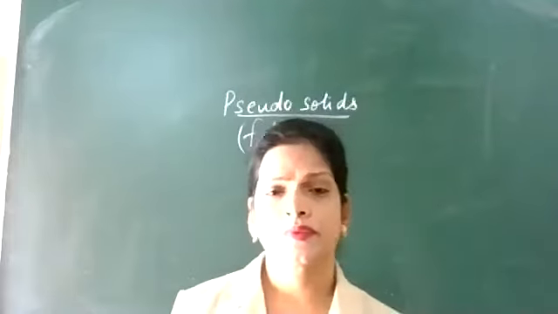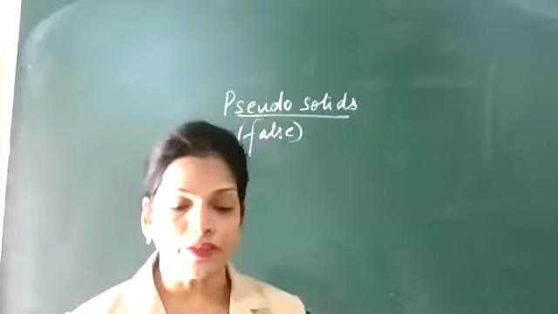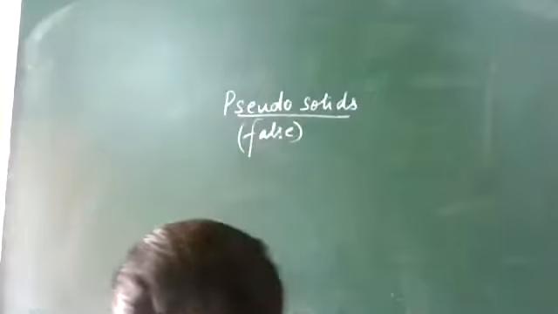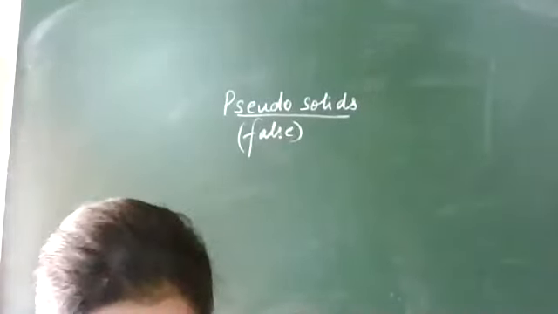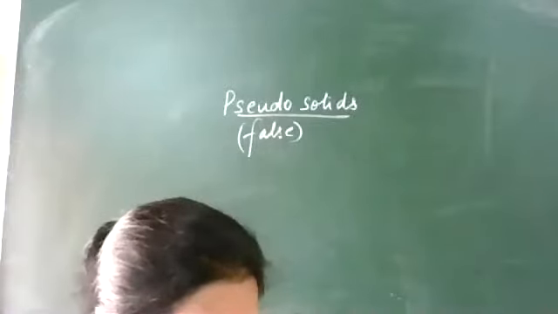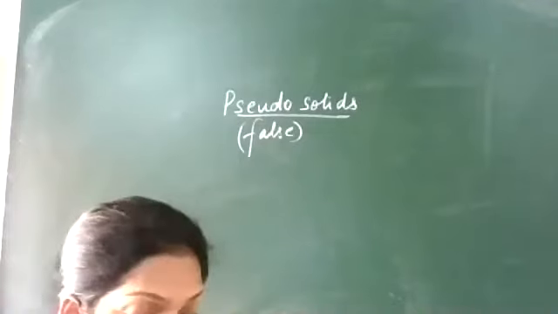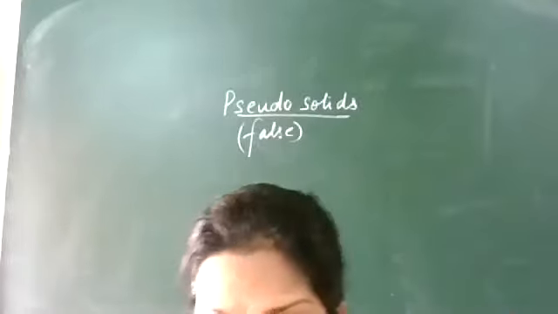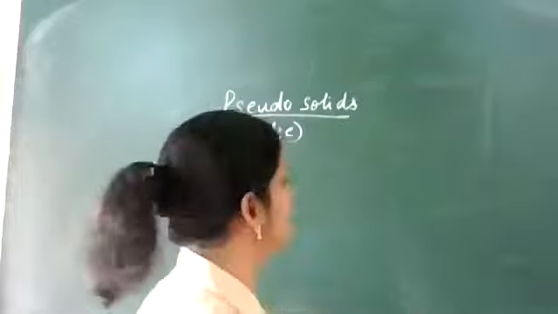That's about crystalline and amorphous solids. Next, we are going to classify crystalline solids. Crystalline solids are classified into different categories: molecular solids, ionic solids, metallic solids, and covalent solids.